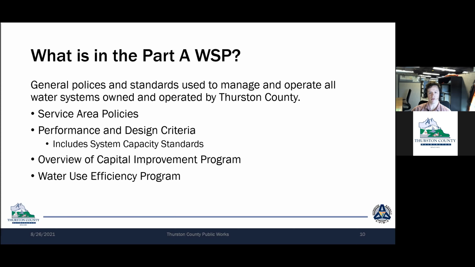There's also an overview of the capital improvement program for all utilities. The water use efficiency program ensures that water is distributed efficiently and describes compliance with the water use efficiency rule, a part of the municipal water law, which requires that all sources and service connections be metered, which has already been implemented by Thurston County.